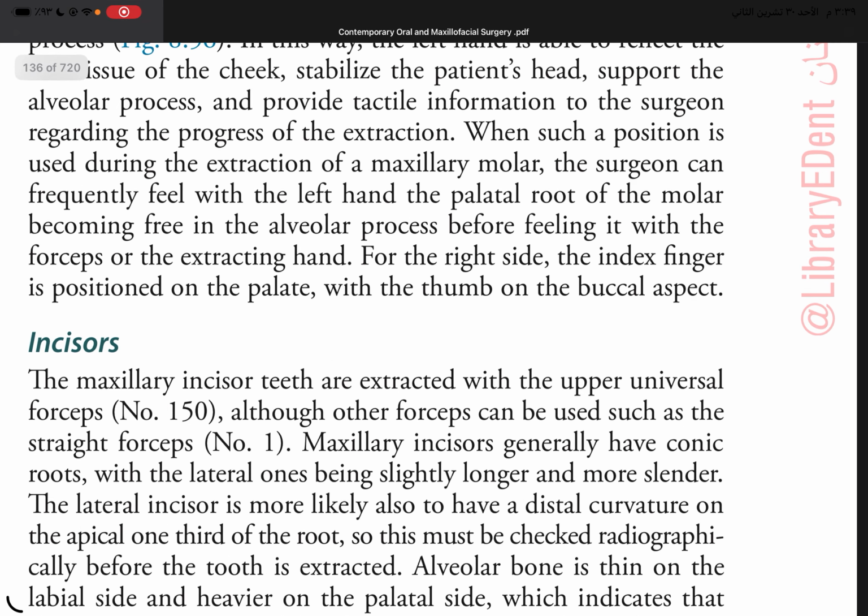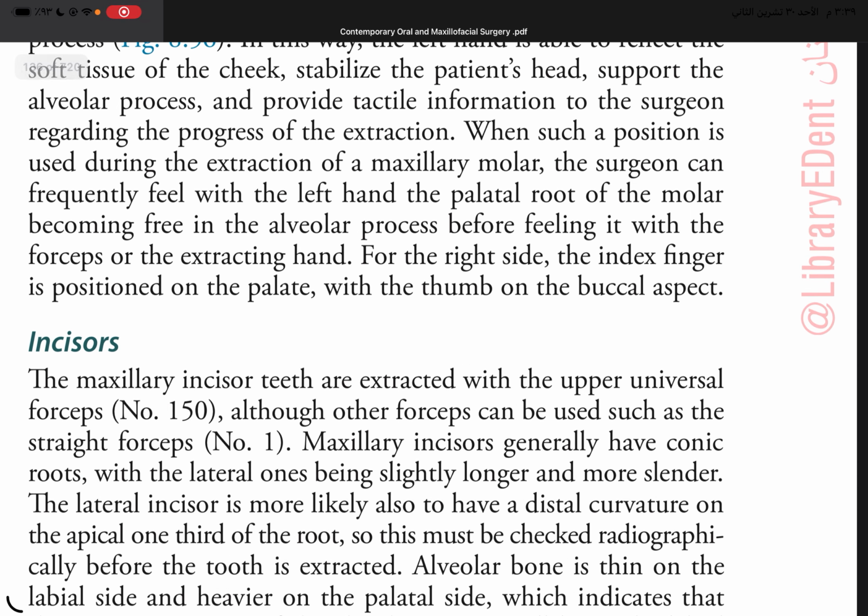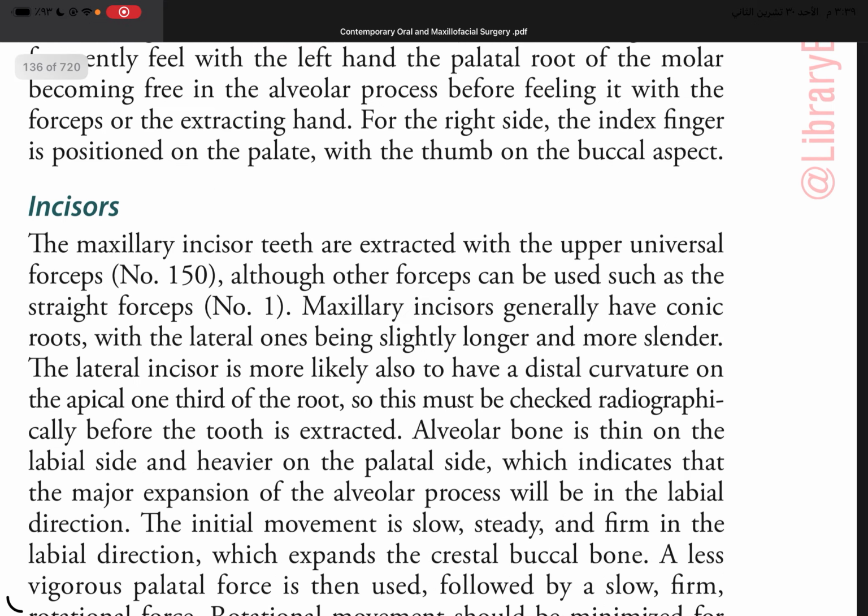When such a position is used during the extraction of the maxillary molar, the surgeon can frequently feel with the left hand the palatal root of the molar becoming free in the alveolar process before feeling it with the forceps or the extracting hand. For the right side, the index finger is positioned on the palate with the thumb on the buccal aspect. Incisors.